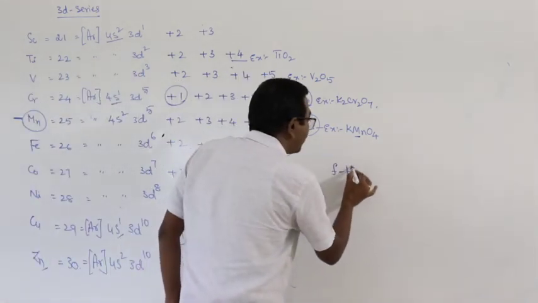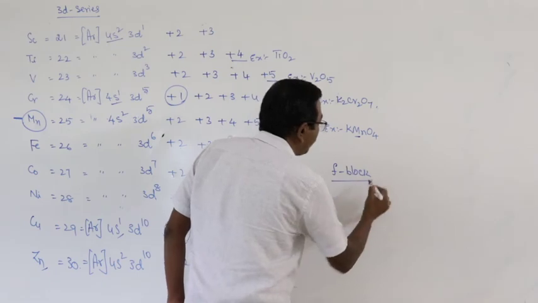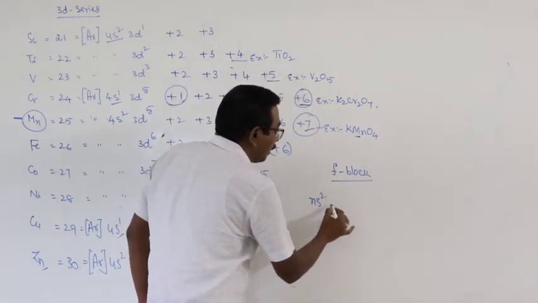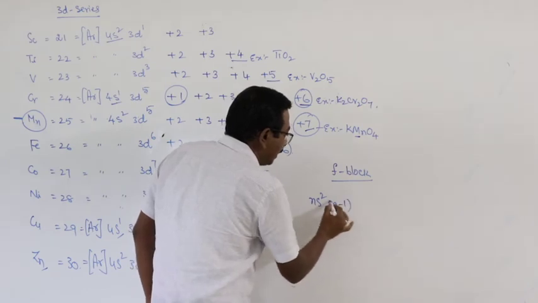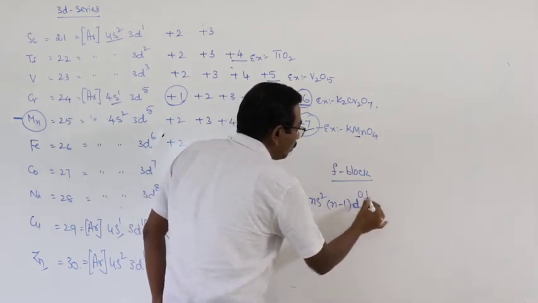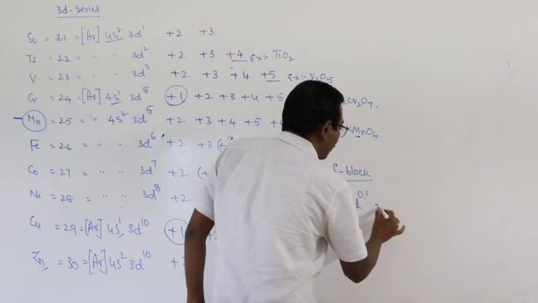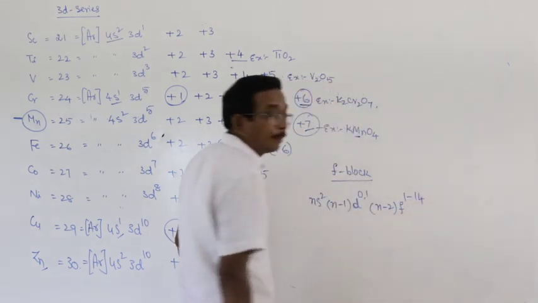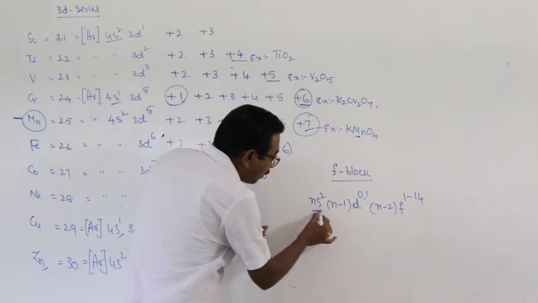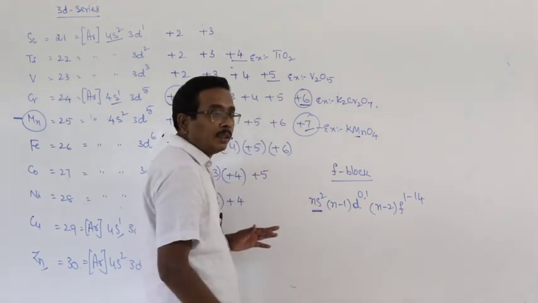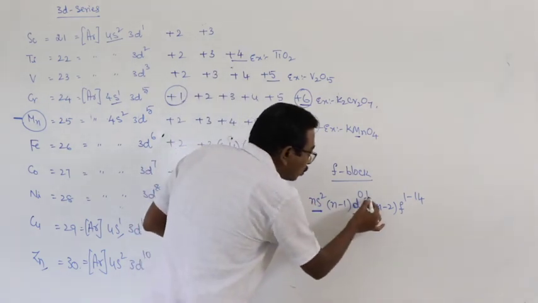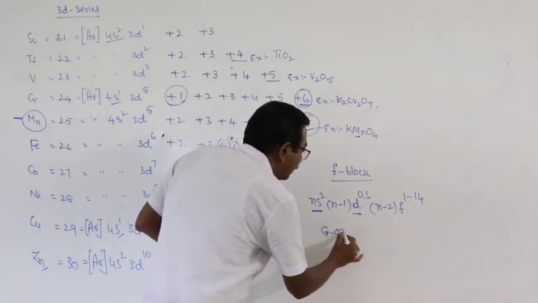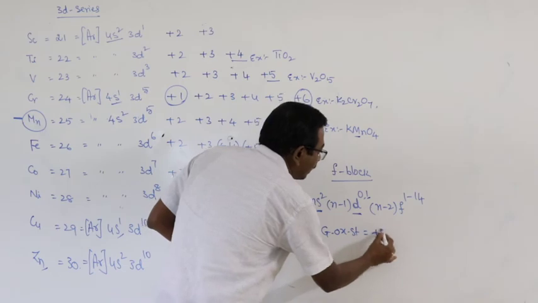What about the oxidation states that are shown by f block elements? Here the general electronic configuration of f block elements is ns2, (n-1)d 0 or 1, (n-2)f 1 to 14. Due to loss of outermost s electrons and also (n-1)d electron, the general oxidation state that is shown by f block elements is +3.